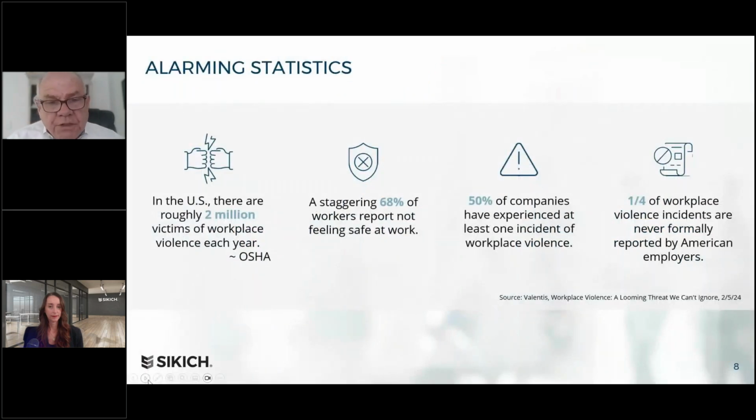So there are alarming statistics, and we'll be talking about statistics because it's not going away. Just look at this: 2 million victims of workplace violence a year, 68%. We're going to explain why they don't feel safe at work. And half of companies have experienced one incident of workplace violence. And a fourth of workplace violence incidents are never formally reported by American employers. We're going to get to the bottom of that in the next couple of days, to talk about what the obstructions or impediments to information sharing are. Why aren't people reporting these incidents?